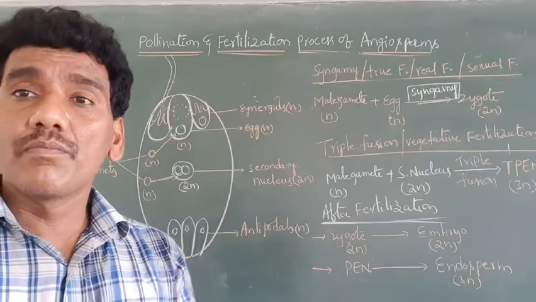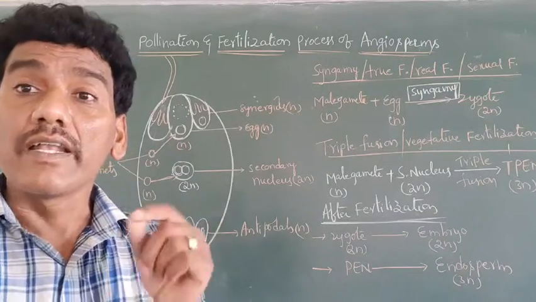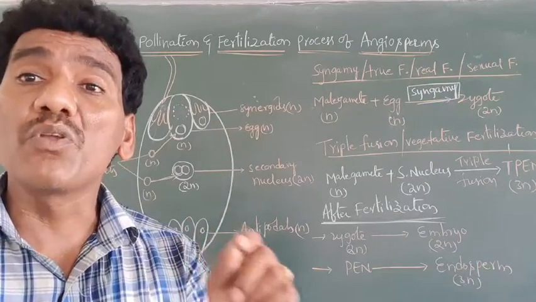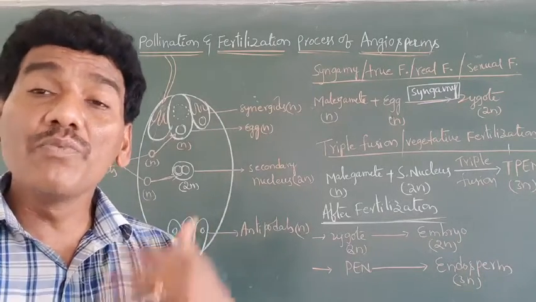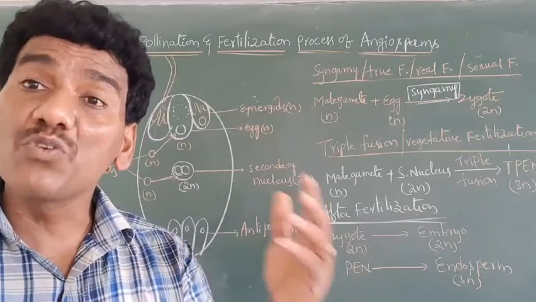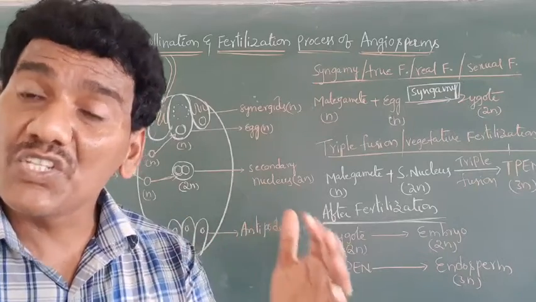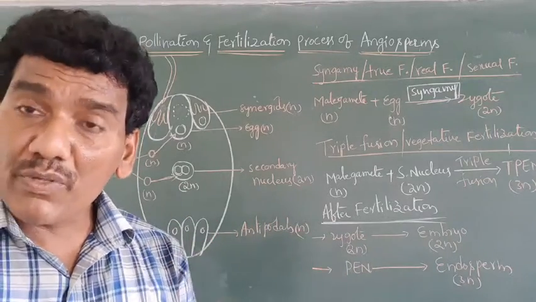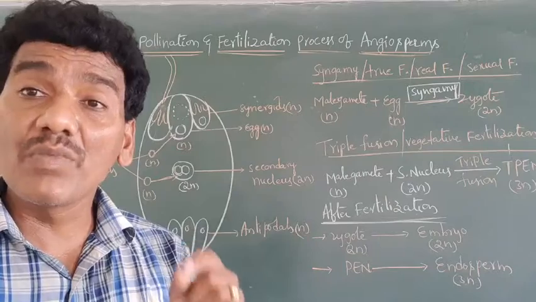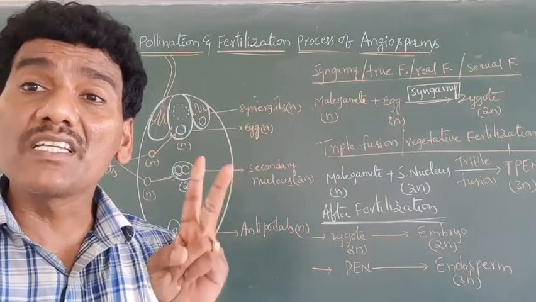Actually, from that pollen tube, two male gametes are discharged into the embryo sac. But the two male gametes fuse with different components of angiosperms. Both male gametes must be involved in fertilization. In angiosperms, inside the embryo sac, where the female gamete is, two types of fertilization mainly occur.